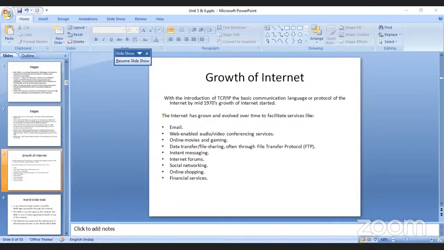So that's how there should be some architecture. Simply with the connectivity, we cannot do anything. We should have some application to reach out to that particular site. So that's how the World Wide Web has developed.